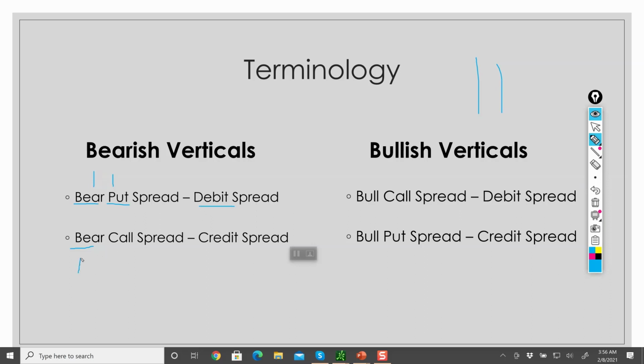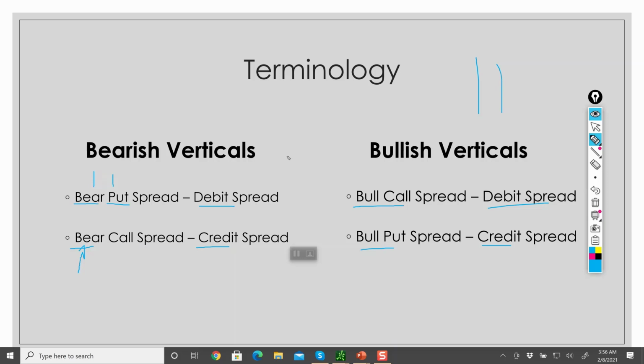And the same thing if they say it's a bear call, then you know it's a down move, but they're using calls, so it must be a credit spread because you know calls are for the upside. And it's the exact same thing, just reverse on the bullish side as well. So bull call, bull put, same thing. So it's a very quick little thing.